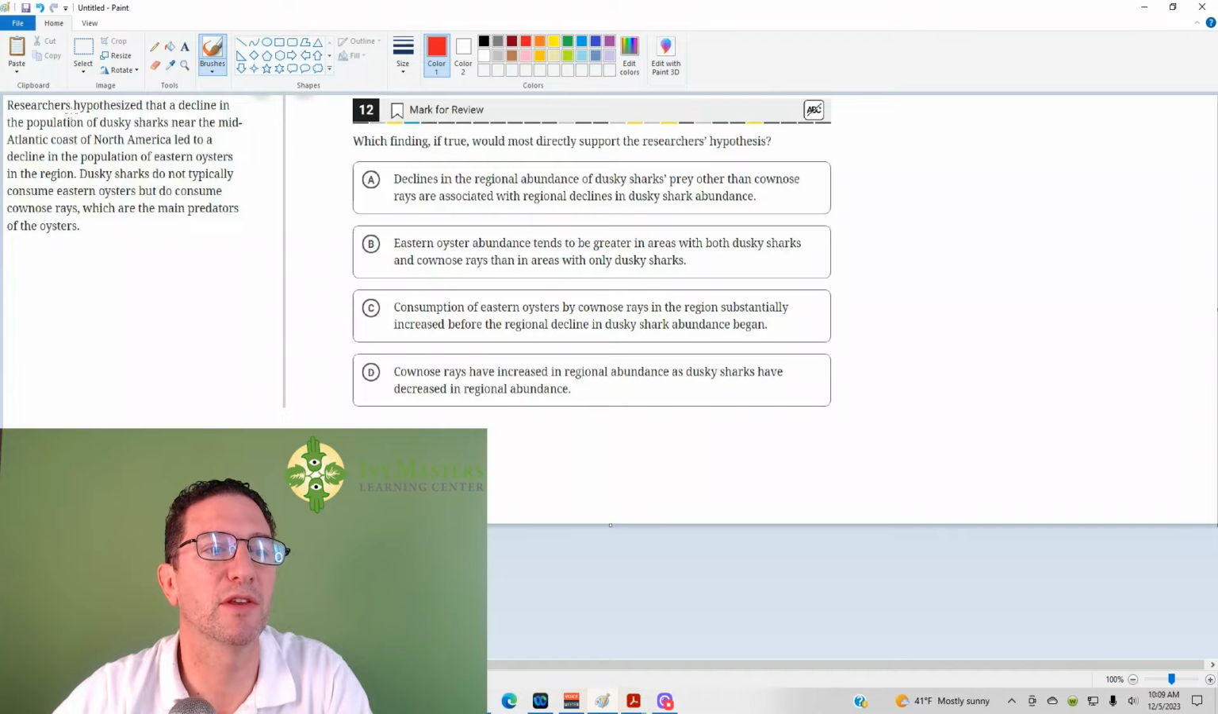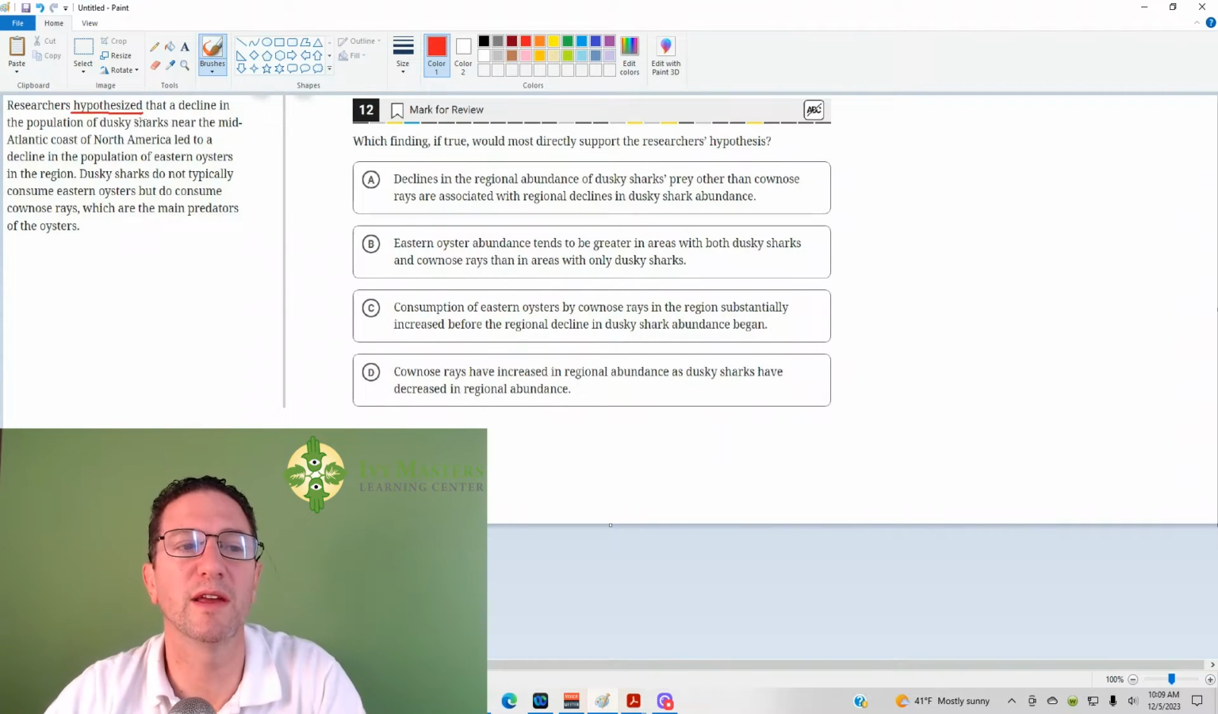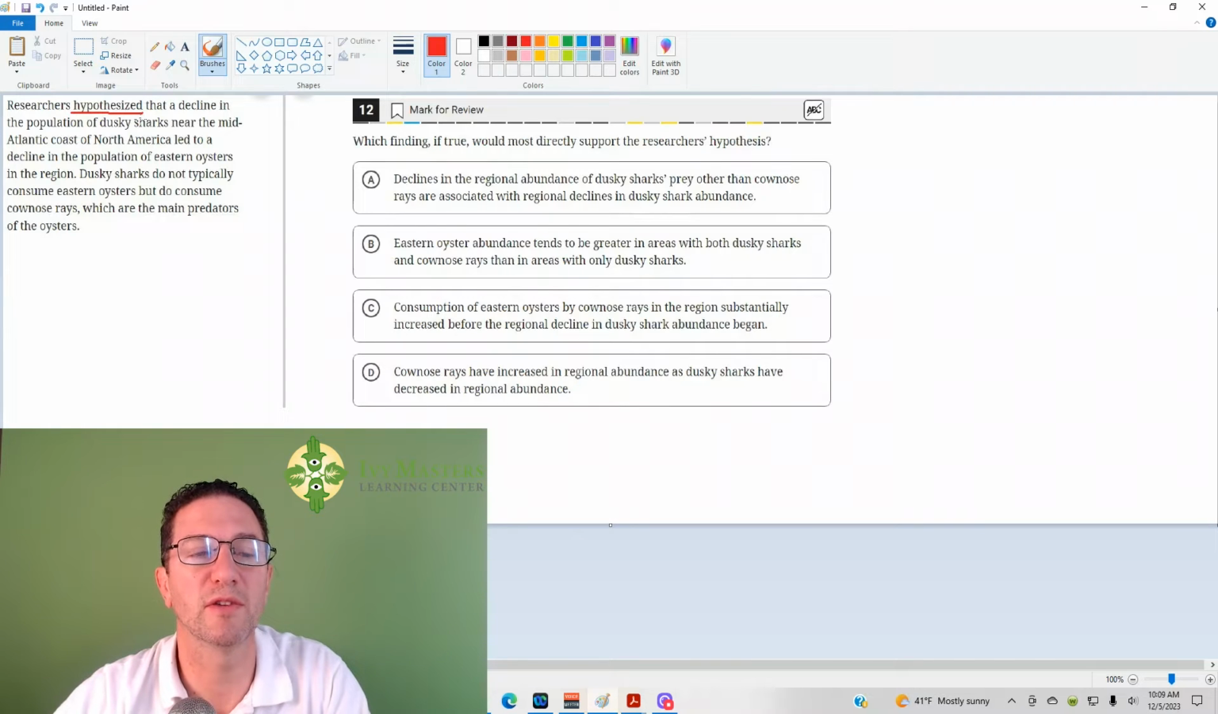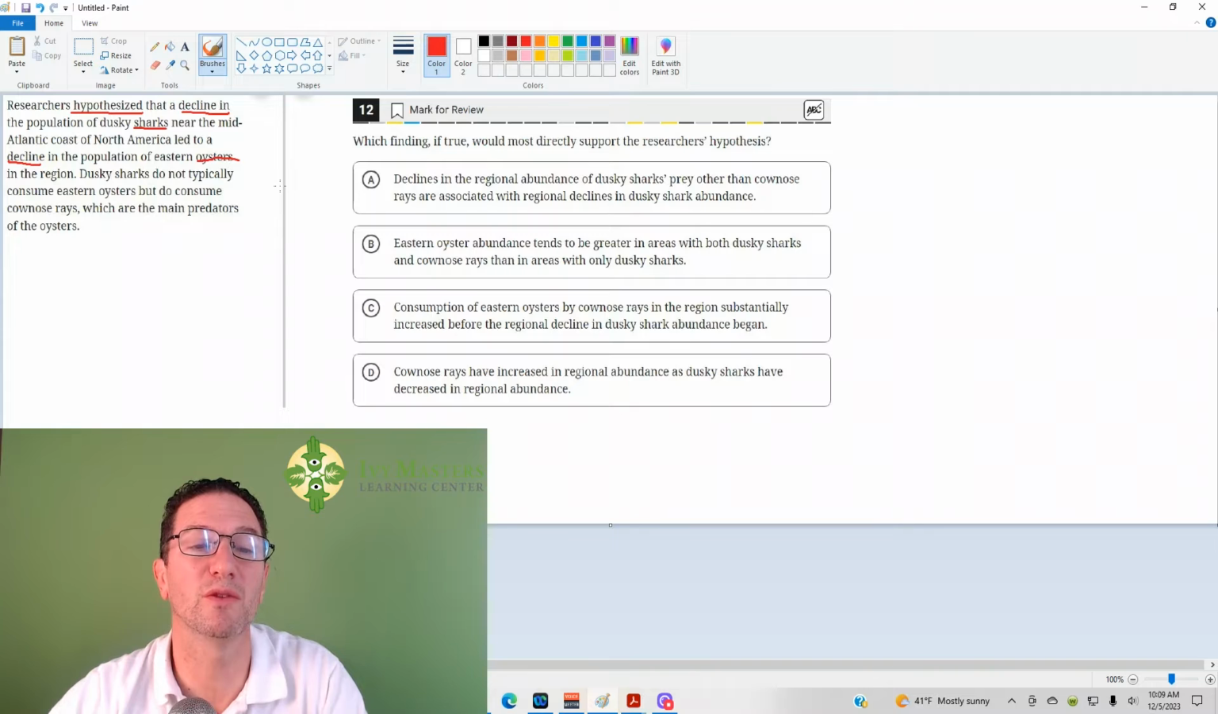Researchers hypothesized. Now, if it's said at the last sentence, then we want to really zone in on the last sentence. It sounds like this whole paragraph is about what the researchers hypothesized. Just pay attention to everything. That a decline in the population of dusky sharks near the mid-Atlantic coast of North America led to a decline in population of eastern oysters in the region. Now you might be saying why a decline in shark is going to lead to a decline in oysters. It might not make sense to you on the surface, but let's read on a little bit.